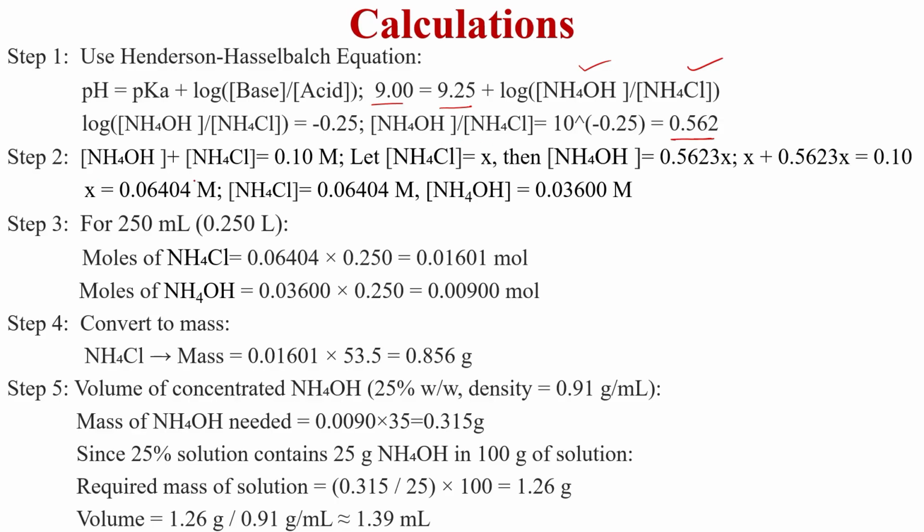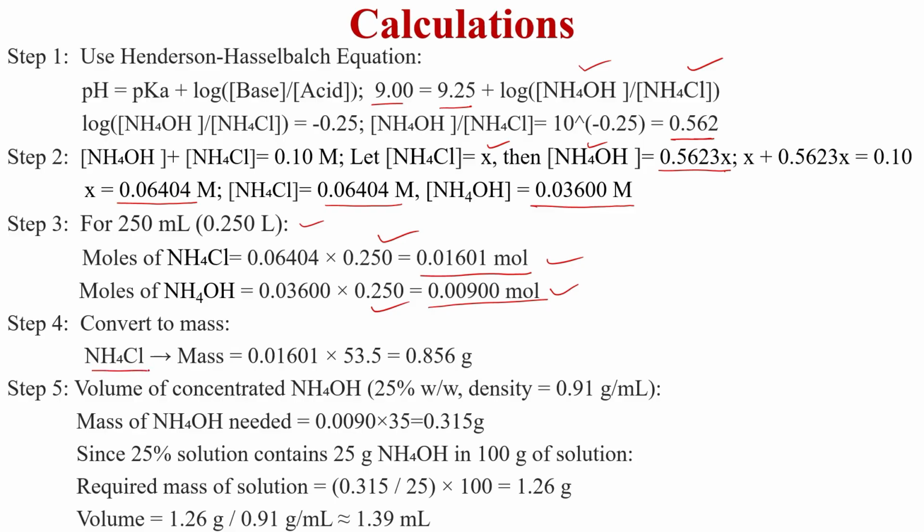So here ammonium hydroxide plus ammonium chloride are given as 0.1 molar total concentration. If we take ammonium chloride as x, ammonium hydroxide will be 0.5623x, and then the x value will be equal to 0.06404, and the ammonium hydroxide concentration will be equal to 0.036, that is 0.1 minus 0.06404. Okay, now for 250 ml we multiply by 0.25, as we did earlier, so it will be 0.01601 mole here, 0.00900 mole here.